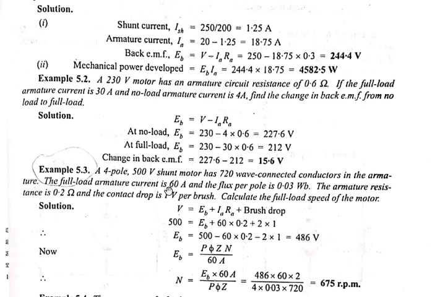The full load armature current IA is given 60 amperes. Phi is given as 0.03 Weber. The armature resistance RA is given as 0.2 ohm and the brush voltage drop is given 1 volt per brush. 2 brushes means 2 volt is the brush drop. Calculate the full load speed. So we have to calculate the speed.